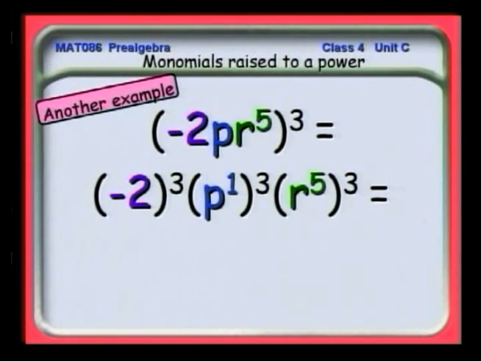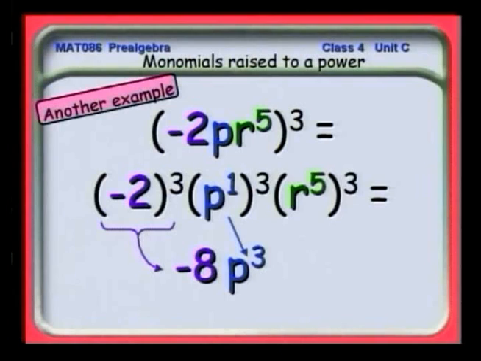Minus 2 times minus 2 is plus 4, times minus 2 is minus 8. P to the 1 times 3, using the rule we're going to multiply the exponents, is p cubed. R to the 5 times 3 is r to the 15th power.